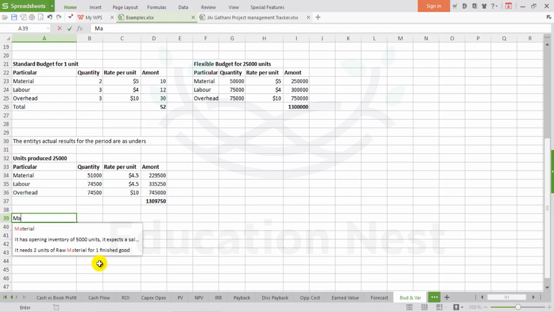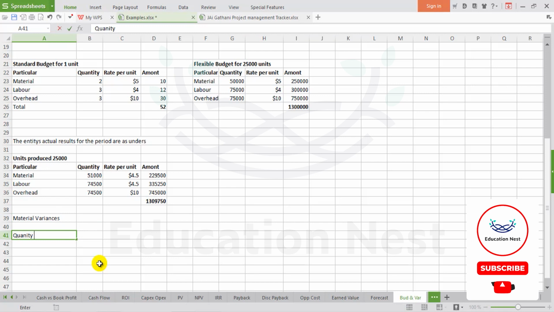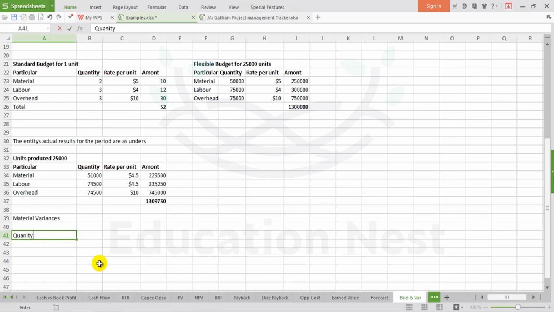So first we'll see material variances. Quantity consumed, or you can say just simply put it as a quantity variance. What's the standard quantity for 25,000 units? That's supposed to be 50,000, right? Less the actual quantity. That's going to be 51,000 units. You multiply this by the budgeted price.